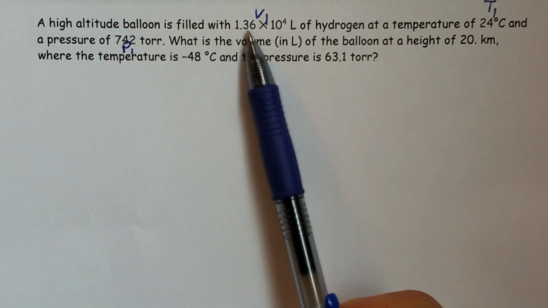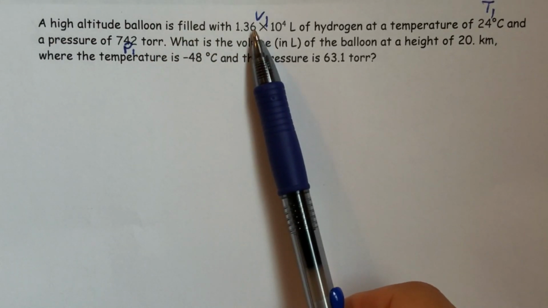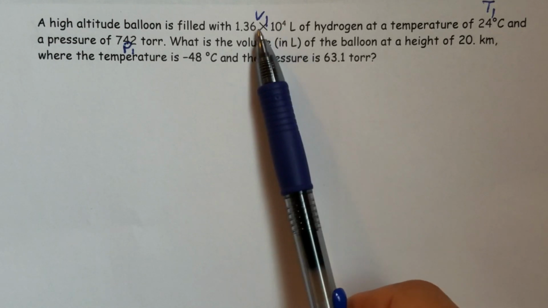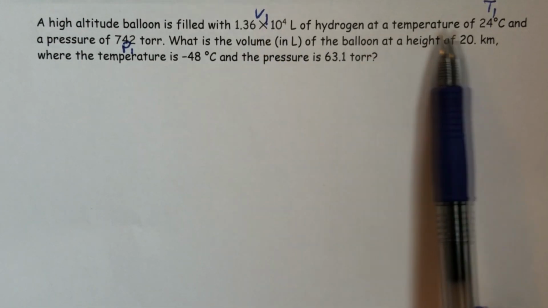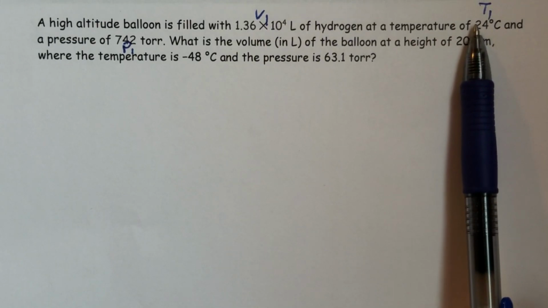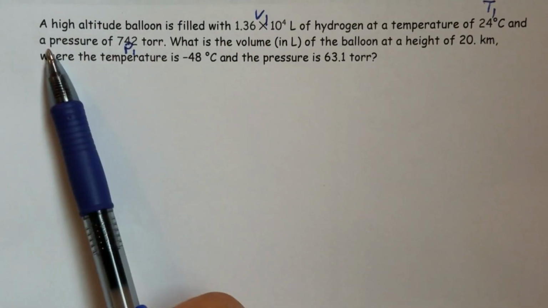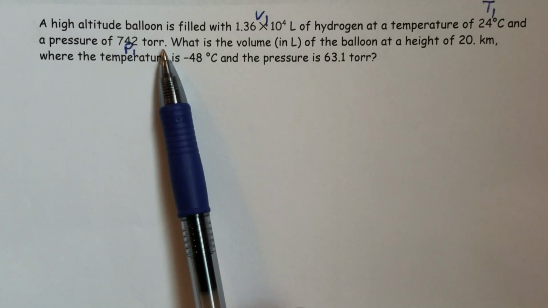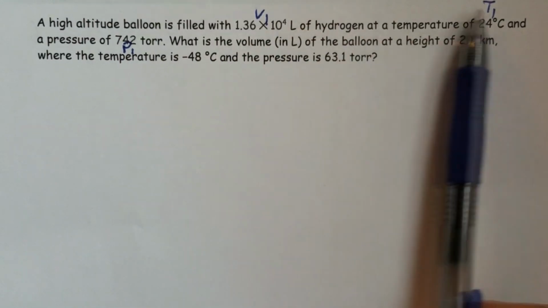So let's just label them. This is obviously a volume. We can call that V1. Then temperature, T1. Pressure, P1. So that's before the condition changes. That's why I use the subscript 1.